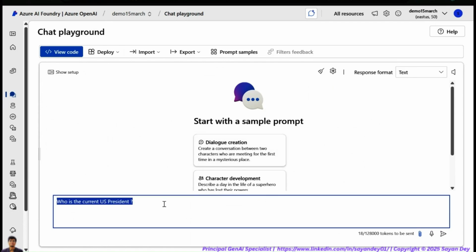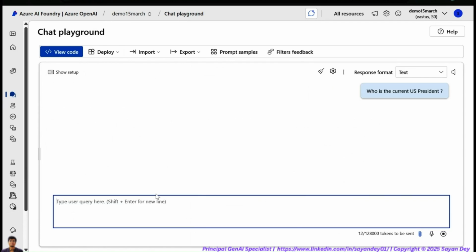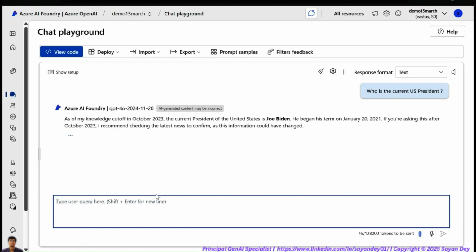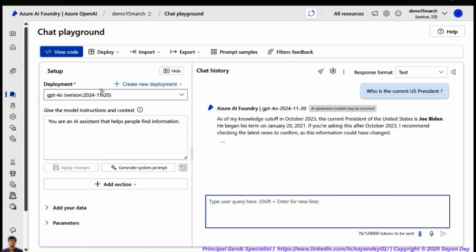Now, if I ask this question, you will see that I get a response which says it's Joe Biden. Look at it, this is very interesting. As of my knowledge cutoff in 2023, it says, even though this language model's version was 2024. That's different because the knowledge was collected latest as of 2023. So this is the point where the data was frozen. It's always static, it's not dynamic.